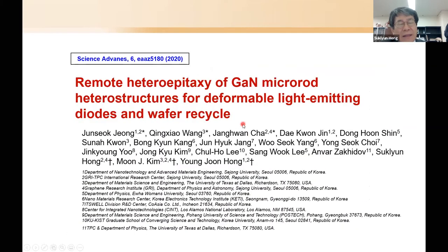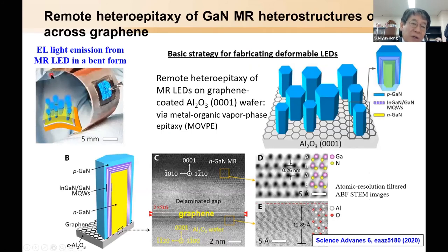And this is the second topic, which is the remote heteroepitaxy of gallium nitride microrod heterostructure on the alumina surface. Now you can see, on the left, the picture of EL light emission from a microrod LED in a bent form. Now you can see the basic strategy for fabricating deformable LEDs. First, we use metal organic vapor phase epitaxy to make remote heteroepitaxy of gallium nitride microrods on the graphene-covered alumina surface possible. And this is a schematic view of this remote heteroepitaxy: the substrate is alumina, there is graphene on the substrate, and there is the formation of gallium nitride microrods.